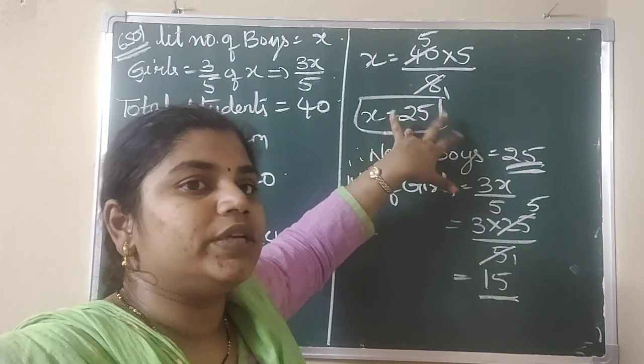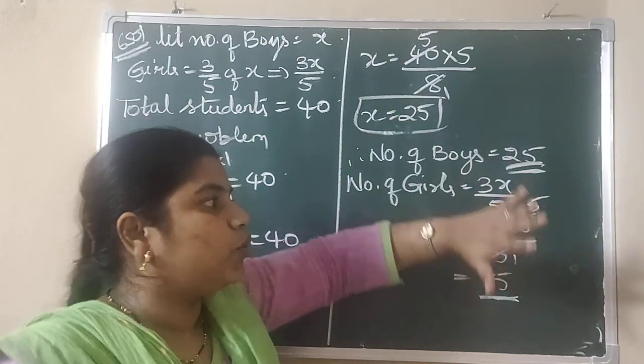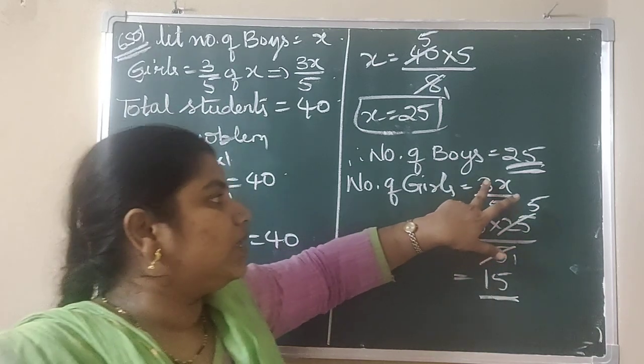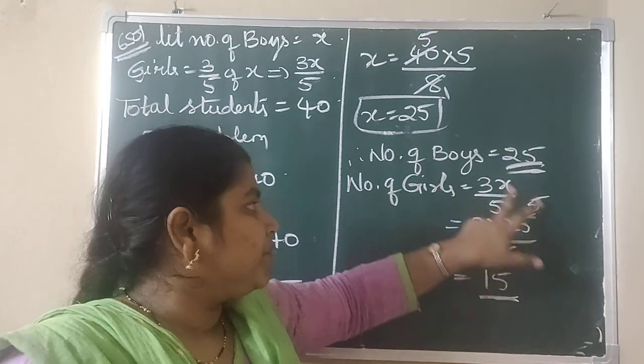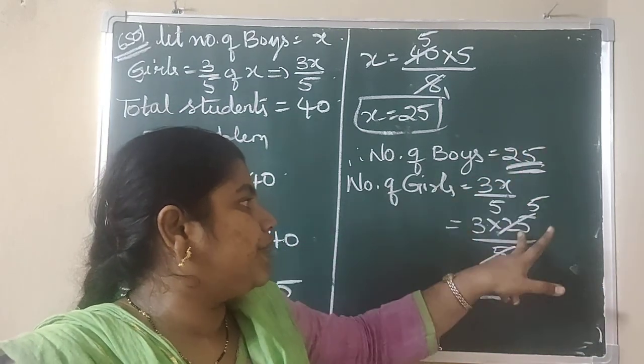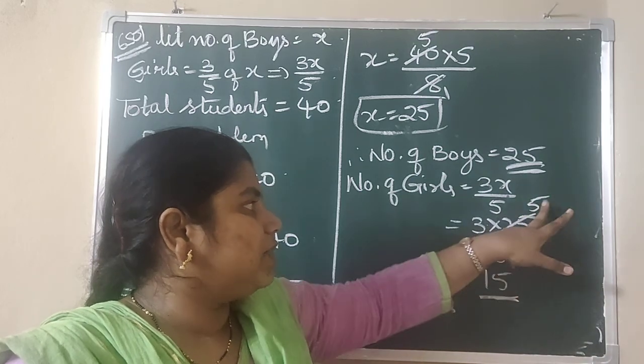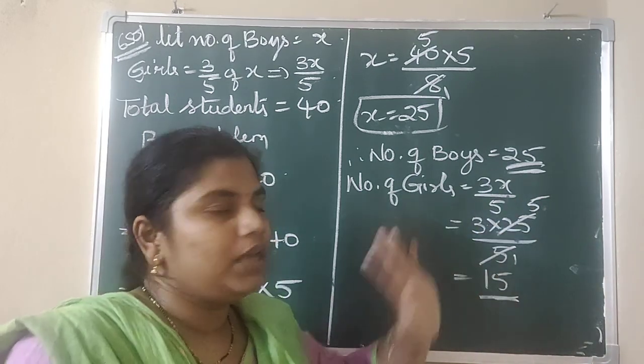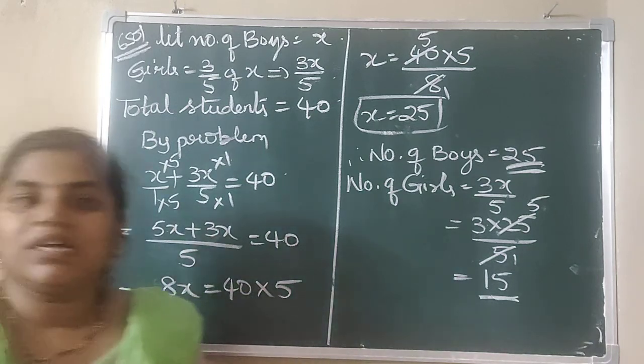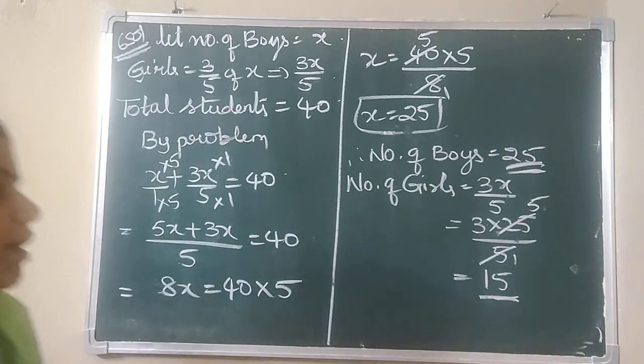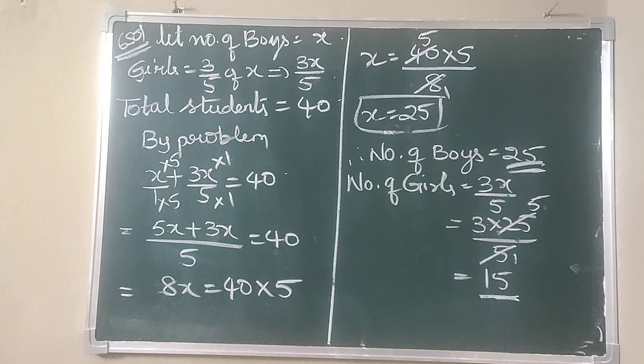So the number of boys is 25. Now we have to find the number of girls. How many girls are there? 3x/5 girls are there. So 3 into the x value, 25 by 5. 5 ones are 5, 5 5s are 25, 3 5s are 15. So the number of boys is 25 and the number of girls is 15. So this is our sixth solution.